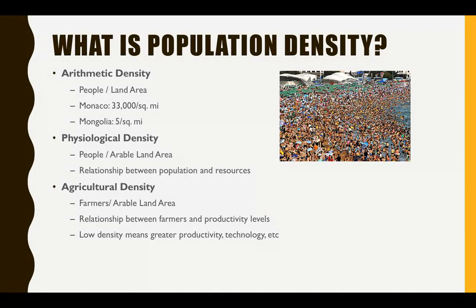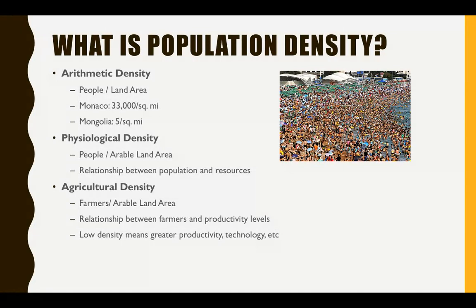and the least densely populated country in the world is Mongolia. When we look at physiological density, we're not just looking at people and land, we're looking at people and farmland. It's actually the resource we're most interested in here, the idea that how many people do we have per the amount of farmland that we have as well. And so that gets into resource allocation in countries.